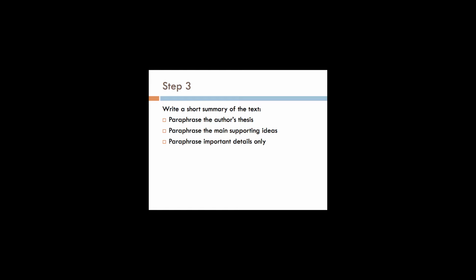Paraphrase the main supporting ideas or the evidence or the main topics that the author mentions. And lastly, paraphrase any other important ideas. This should be approximately 3 to 4 sentences long. Really no more than 4 sentences.